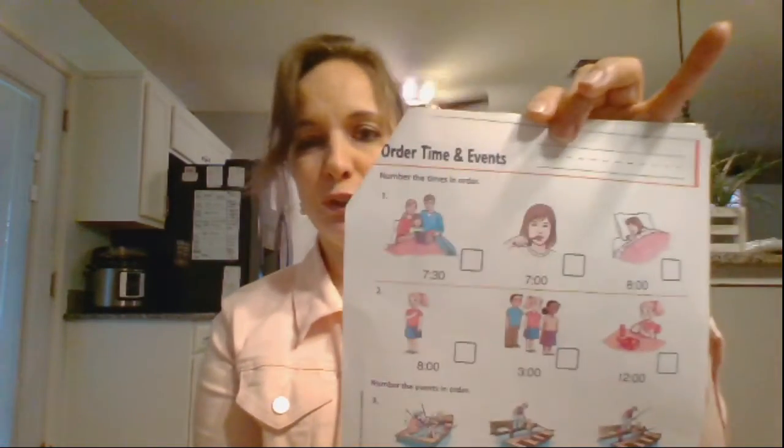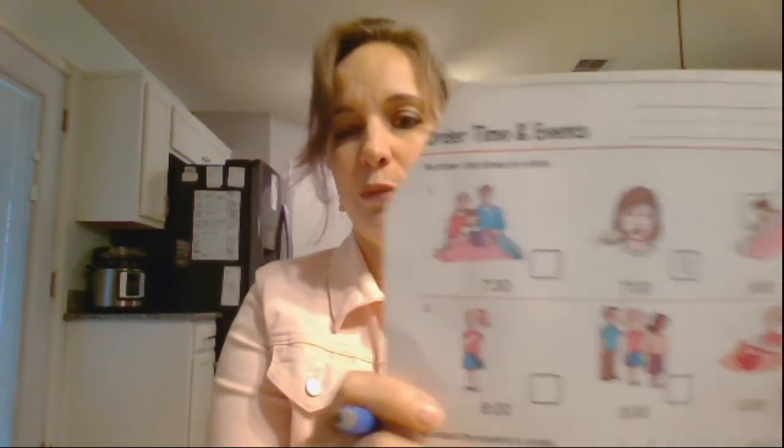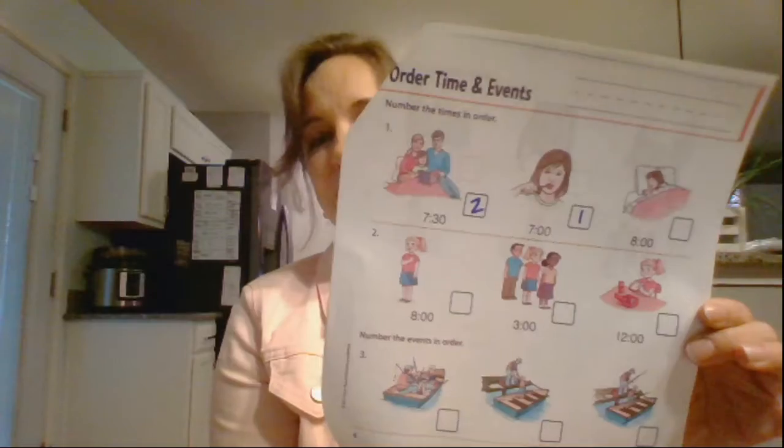So, what is this first row showing? It looks like maybe she's getting ready to go to bed. So, what do you think happens first? Brushes her teeth, gets a story read, or falls asleep. It's pretty easy. She brushes her teeth, and that's at 7 o'clock, so you're going to put a 1. The next thing she does is have a bedtime story, so that is a 2. And the last thing, she falls asleep.